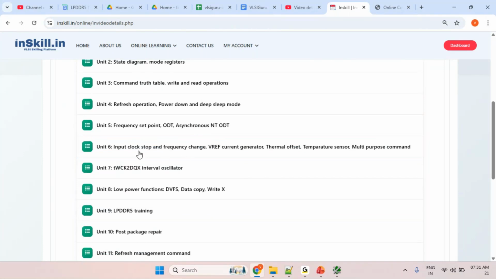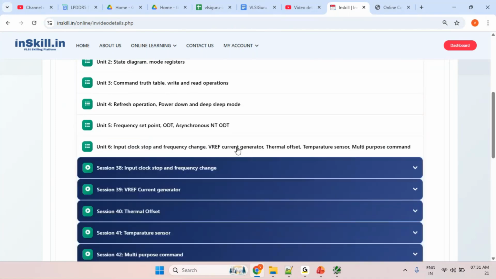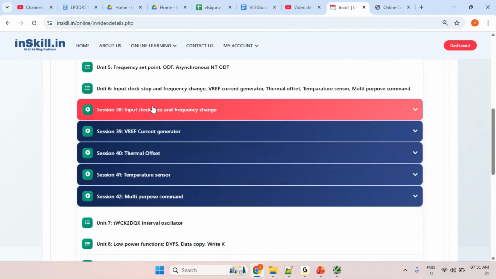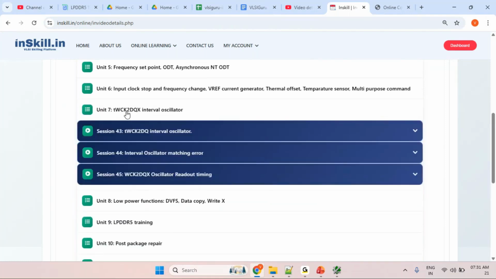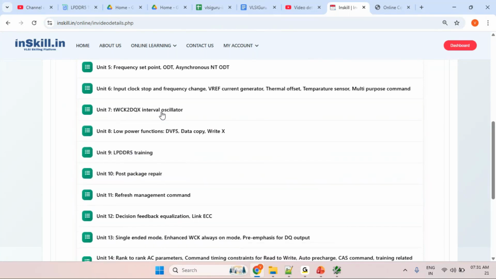Then unit 6 talks about the concept of clock stop and frequency change in LPDDR5. Then we also talk about VREF current generator, the thermal offset temperature sensor, and the multi-purpose command. These sessions, session number 38 to 42, focus on these aspects. Then the next one is about the interval oscillator, which talks about the oscillator matching error and oscillator readout timing and how the LPDDR5 controller implements these things.